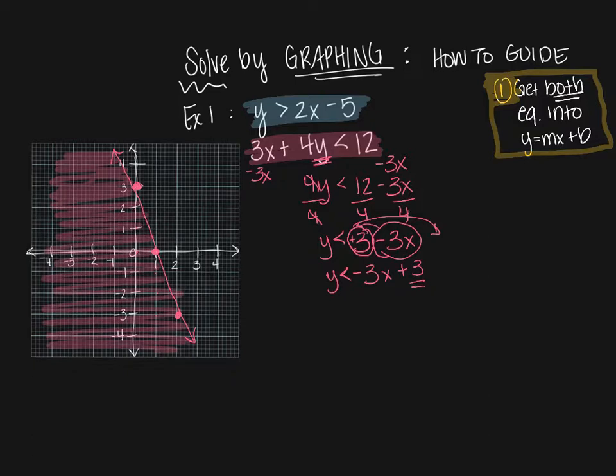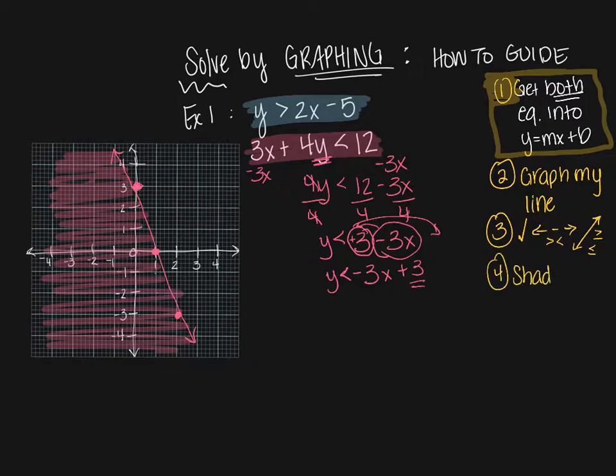So what have I done so far? I got both equations into y equals mx plus b. The next thing I needed to do was actually graph my line. And then once I graph my line, I need to check whether it's dotted or solid. It's going to be one or the other. Remember that this is less than or greater than, and this is greater than or equal to or less than or equal to. And then the fourth thing I'm going to do is shade and check. And then repeat for the other line. All right, let's see if we've done all of these steps.